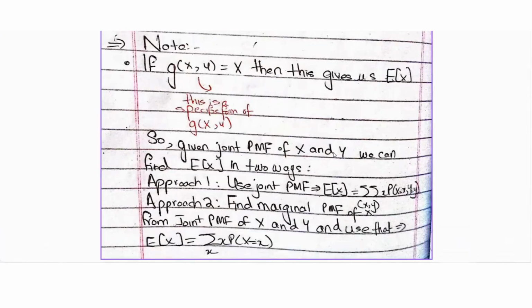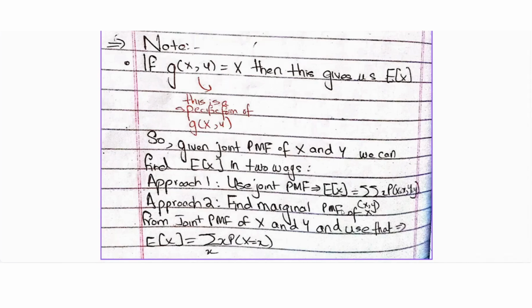Given the joint PMF of X and Y, we can actually find the expected value of X in two ways. One is to use the joint PMF and let g(x,y) be equal to the specific form x. For every possible ordered pair, you evaluate g(x,y), which is just x, multiply it with the joint probability of that ordered pair, and add them up. There's another way: instead of directly using the joint PMF, you first use it to find the marginal PMF of X, like we learned before, and use that to find the expected value of X.